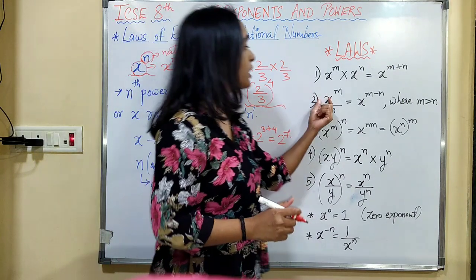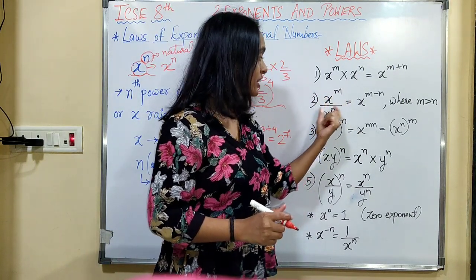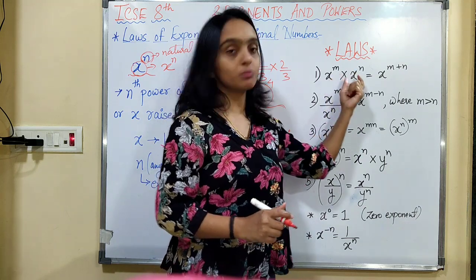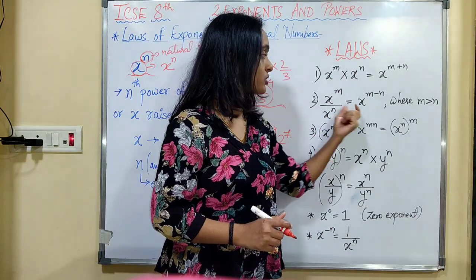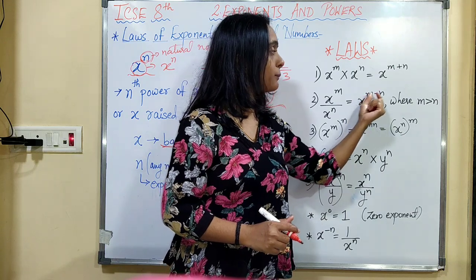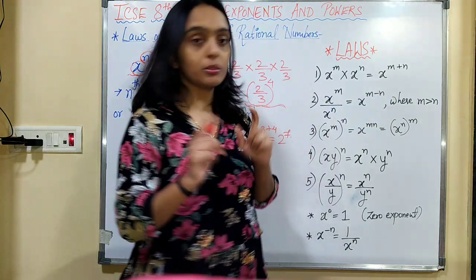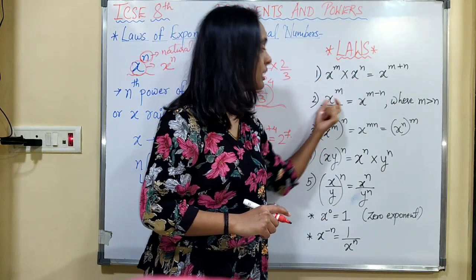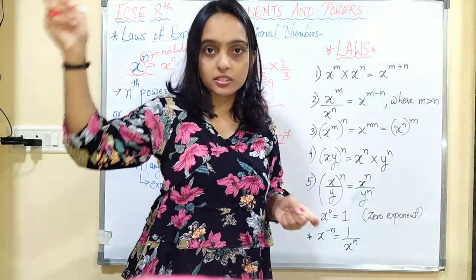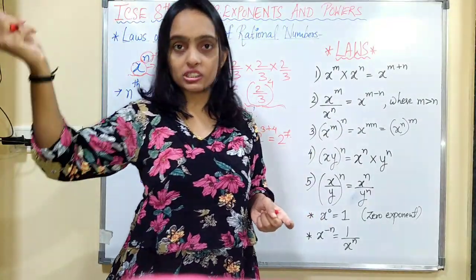Okay. Similarly, x raised to m divided by x raised to n. Here it was multiplication, here it is division. So you get x raised to m minus n. Okay. So remember, here the bases are the same, just the powers, or you can say exponents, are changing.